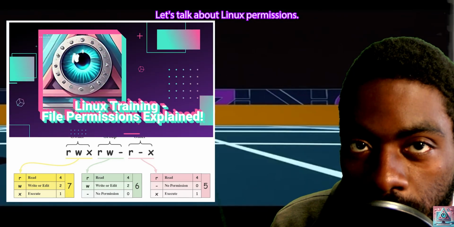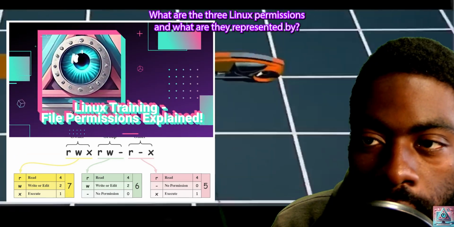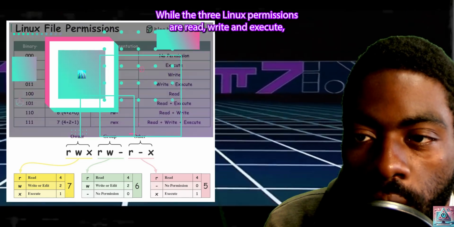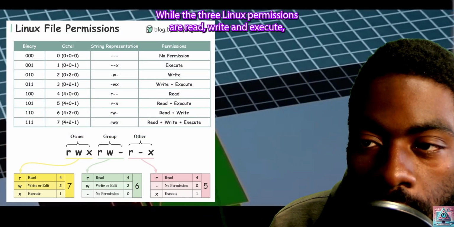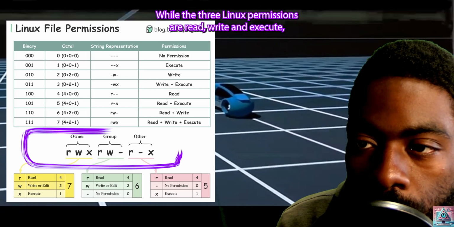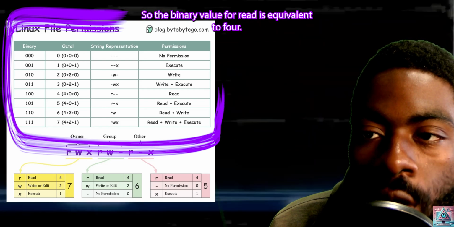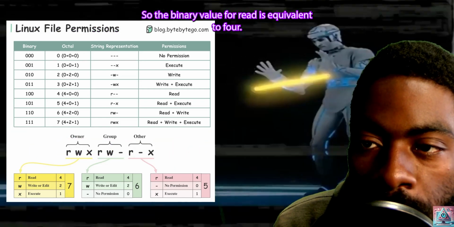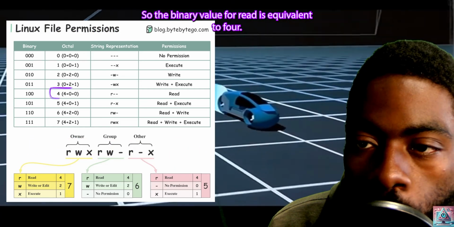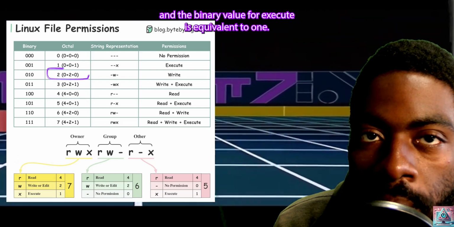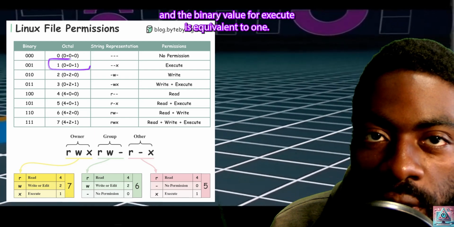Let's talk about Linux permissions. What are the three Linux permissions and what are they represented by? Well, the three Linux permissions are read, write, and execute. They can be represented as binary values. So the binary value for read is equivalent to 4, the binary value for write is equivalent to 2, and the binary value for execute is equivalent to 1.